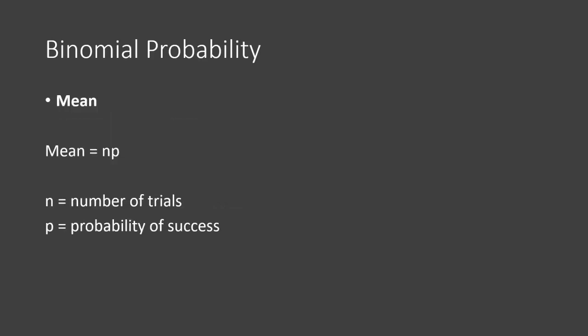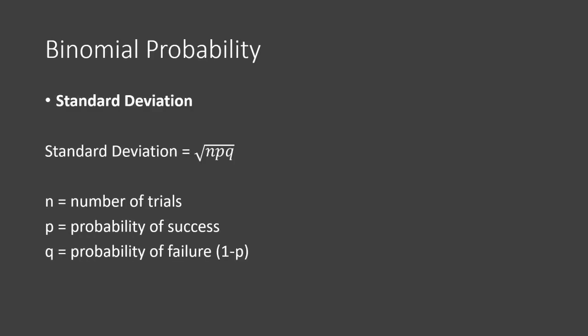Now, we can also find our mean and our standard deviation. Our mean is just N times P. It's our expected value. It's taking your total number of trials times the probability of a success, and that will give you your mean.